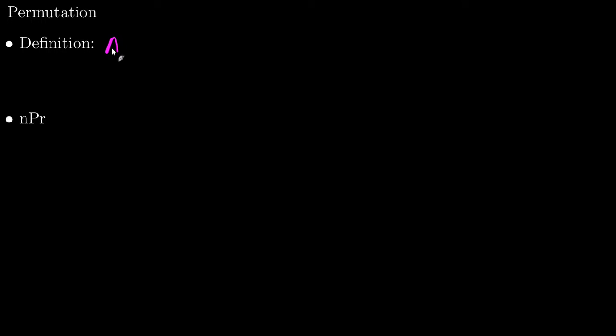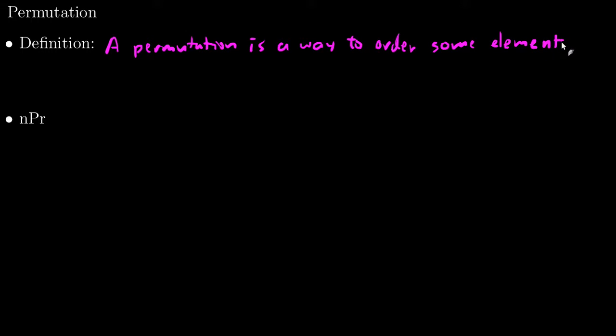So a permutation is a way to order or arrange some elements or objects or whatever the problem is ordering or rearranging. So in the previous videos when I said how many ways are there to arrange the letters A, B, C, each of those arrangements is a permutation of A, B, C. So B, A, C is one permutation of the letters A, B, and C.